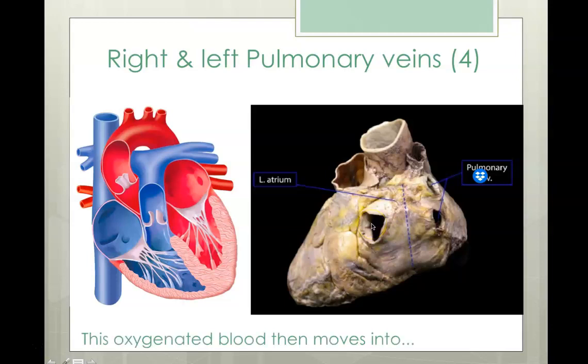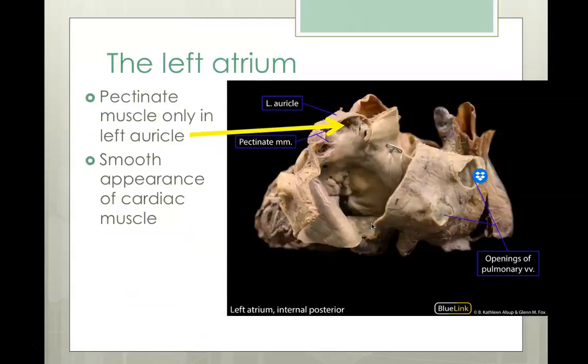So now our oxygenated blood is going to move into your left atrium, as we said before. So when we're looking at the left atrium, you may have realized that we don't really have pectinate muscle in here. The only place we're going to have that is within the left auricle. Remember, that is the ear-like appendage that lies right within your left atrium. And so I always get the question, what are your auricles for? And as far as what I've found is that it's just an extra area for storage of blood.